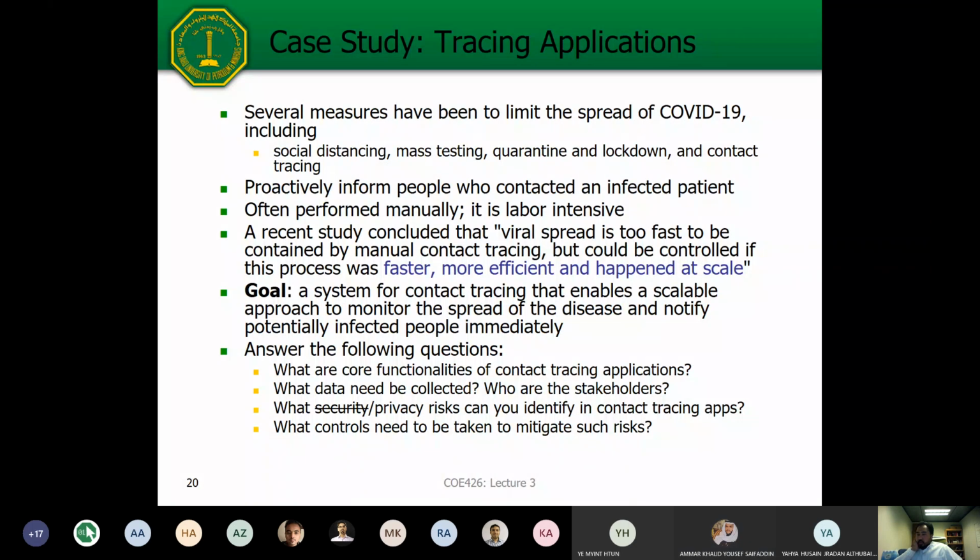Okay, so what you're saying is that one core functionality of a contact tracing app is to trace who got infected without exposing the identity of the person who potentially infected you, right? Yes. Okay, sounds good. Thank you, Ammar, from group 7. Let's go with group 6.